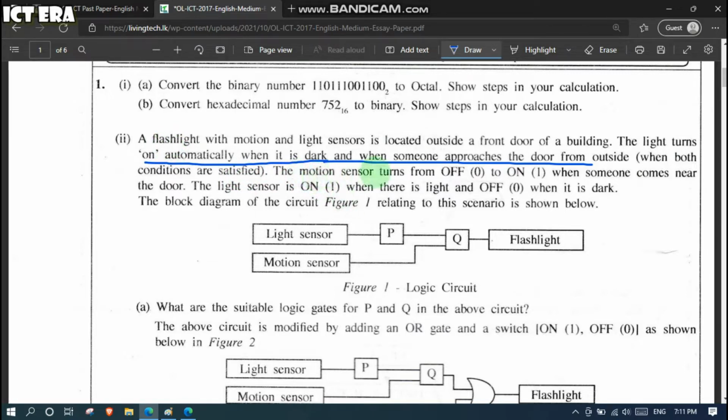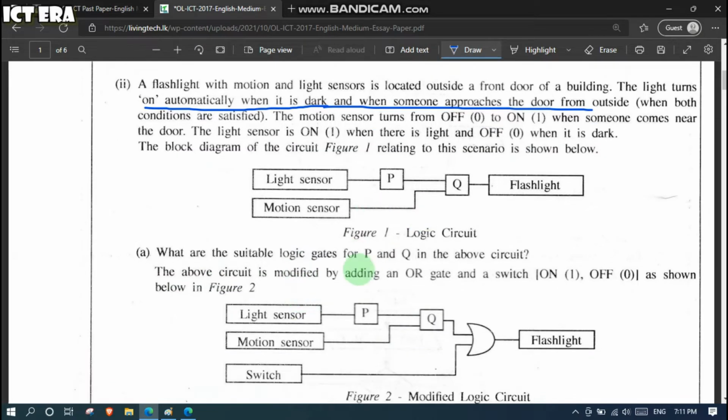The motion sensor changes from 0 to 1 when someone comes near the door. The light sensor is on when there is light and off when it is dark. The block diagram of the circuit, figure 1, relating to this scenario is shown below. What are the suitable logic gates for P and Q in the above circuit?